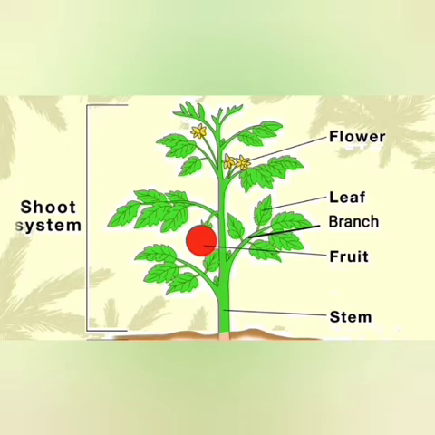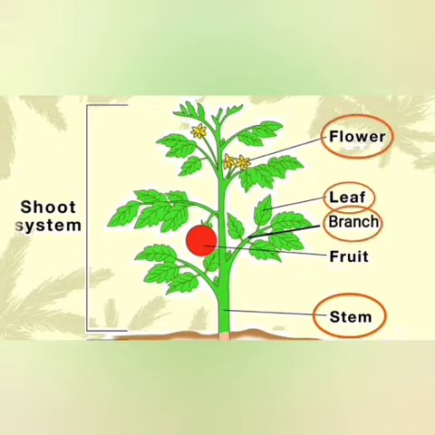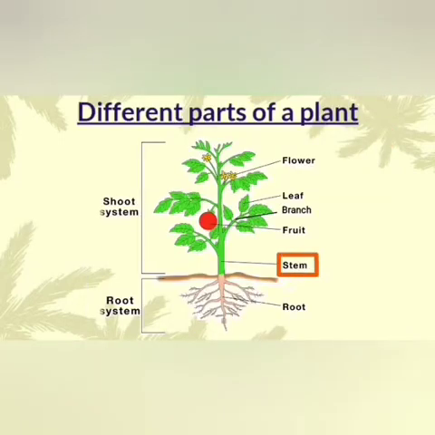Shoot system. The parts that are above the soil are called the shoot system. In the shoot system, we have stem, leaf, branch, flower, and fruit. Stem. The stem provides support and helps the plant to stand upright. It also carries water and nutrients to different parts of the plant.